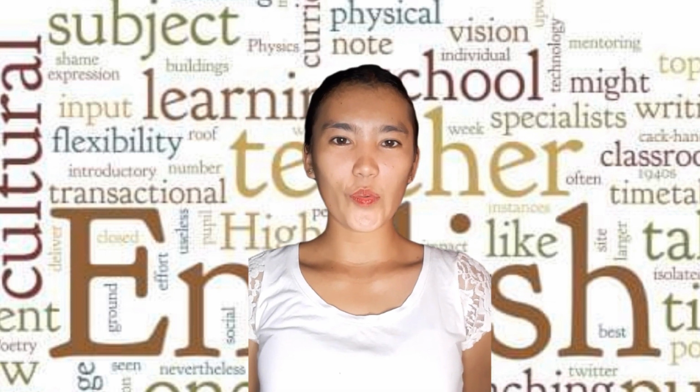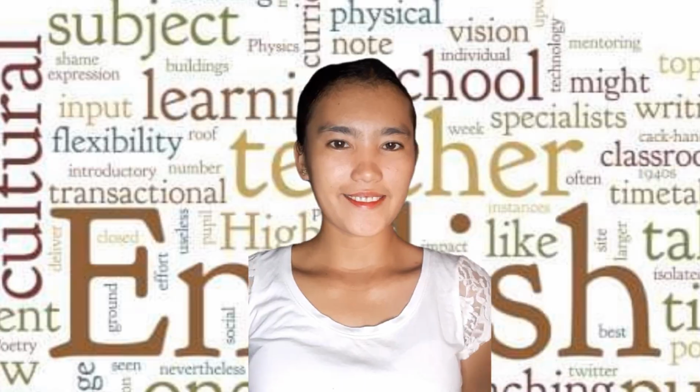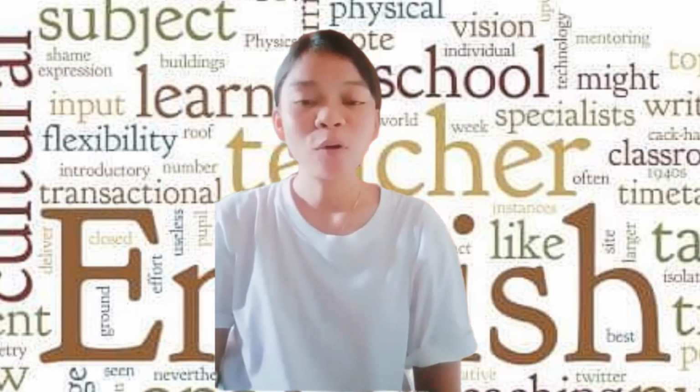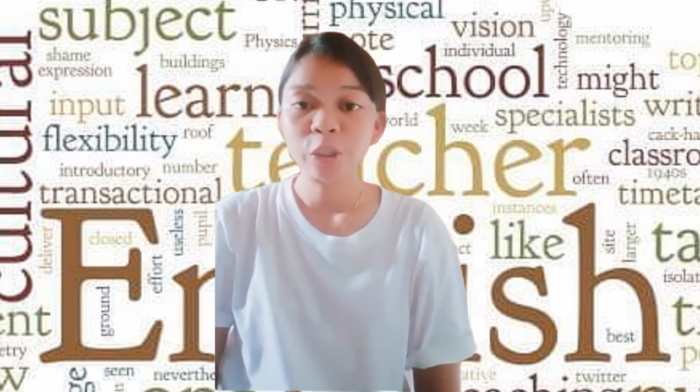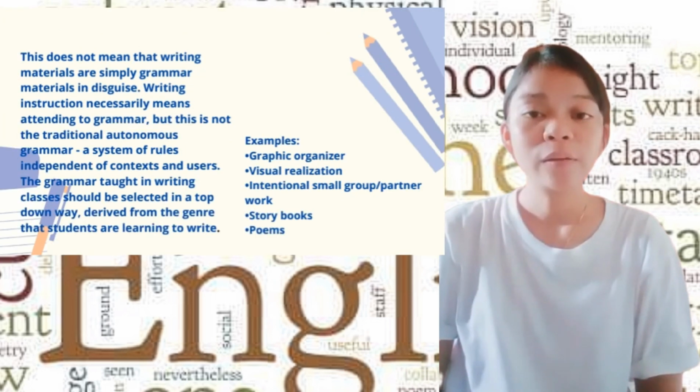Let us welcome Ms. Rowena Babor to tackle the second role of materials. Hi everyone, I am Rowena Babor and I am discussing the second role of materials in writing instruction, which is language scaffolding. Language scaffolding means materials should provide a variety of texts and sources to involve students in thinking about and using the language while supporting their evolving control of a particular genre. These are the examples of language scaffolding: graphic organizers and storybooks.